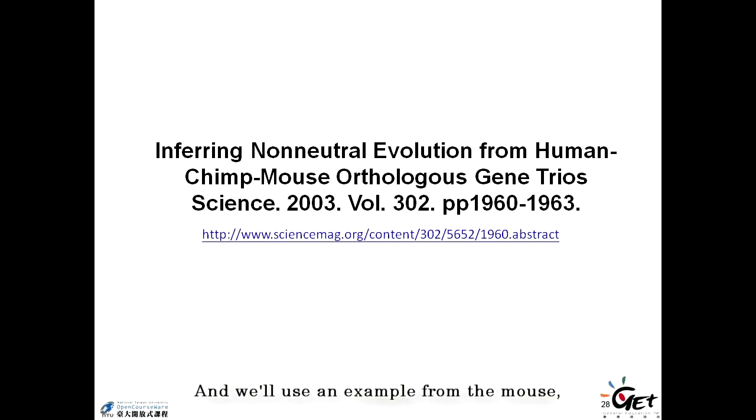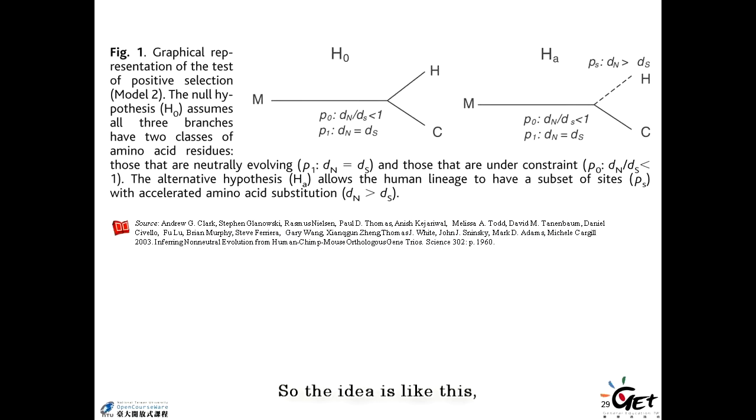Then we use an example from the mouse, like a human chimpanzee comparison, and that's the example I mentioned a few minutes before, the one where we use the mouse as the outgroup. Okay, so that idea is like this. This is hypothesis 1 and hypothesis 2. So we have a null hypothesis and the alternative hypothesis.